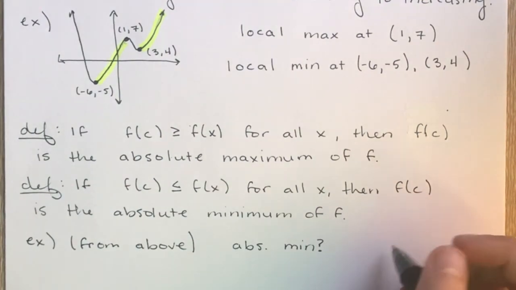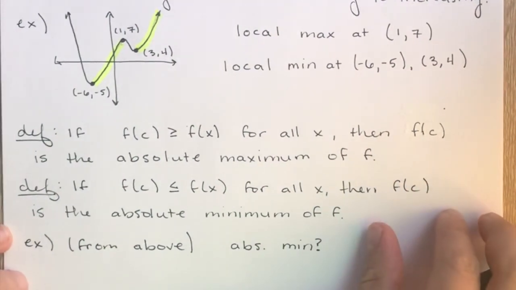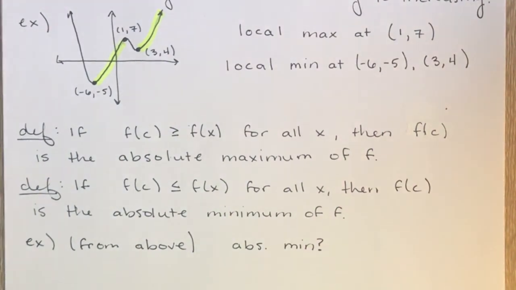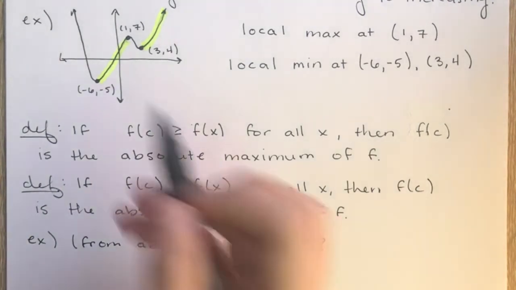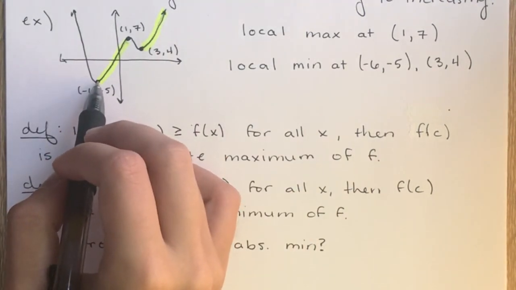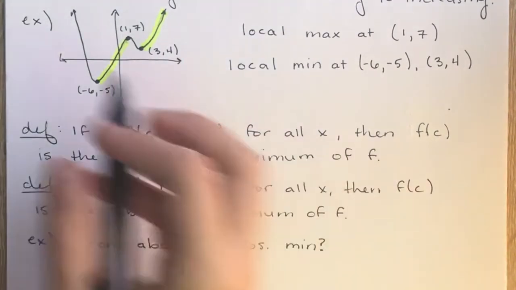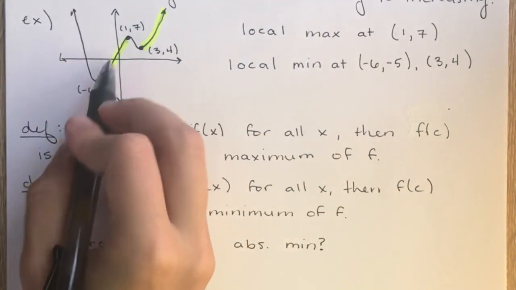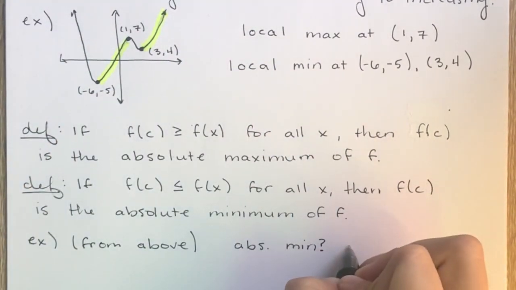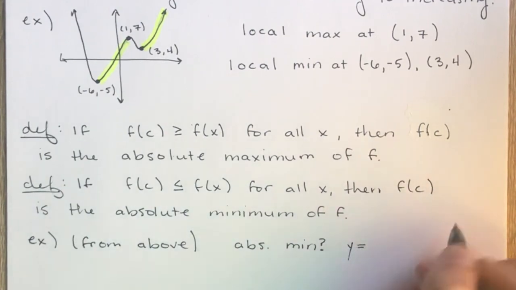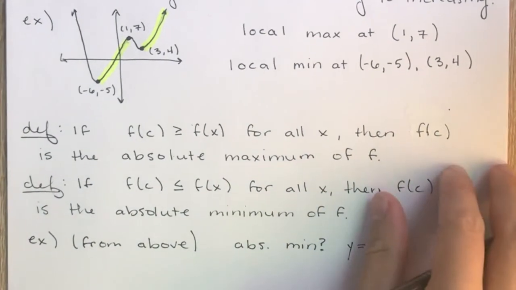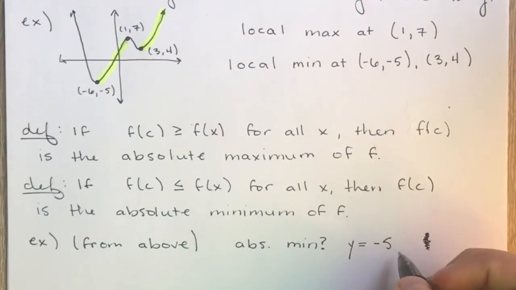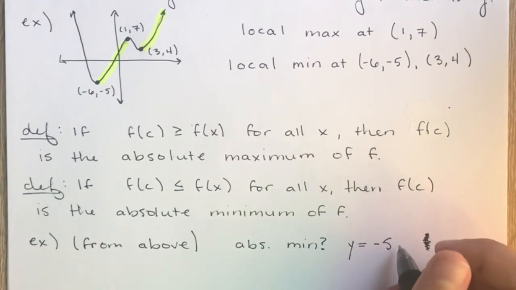Do we have a y value that's smaller than all other y values on this graph? That's lower than all other y values on this graph? We do, right? This guy right here is smaller than all other y values. This is the lowest point on the graph. So this y value is negative 5, and that is our absolute minimum. Absolute minimum is negative 5. Absolute minimum is asking us what is our lowest y value on the graph.